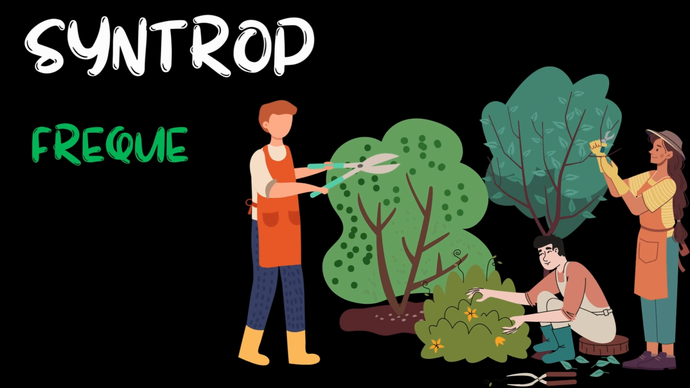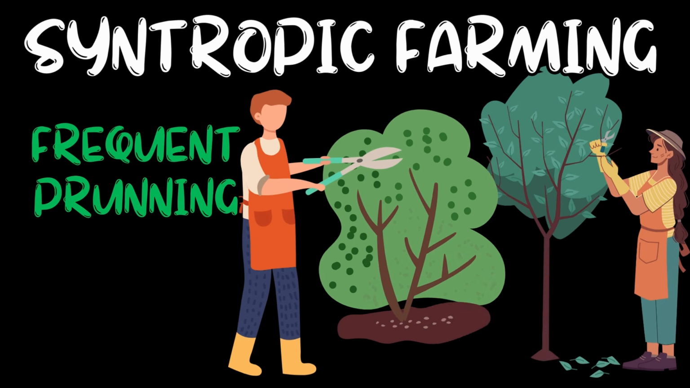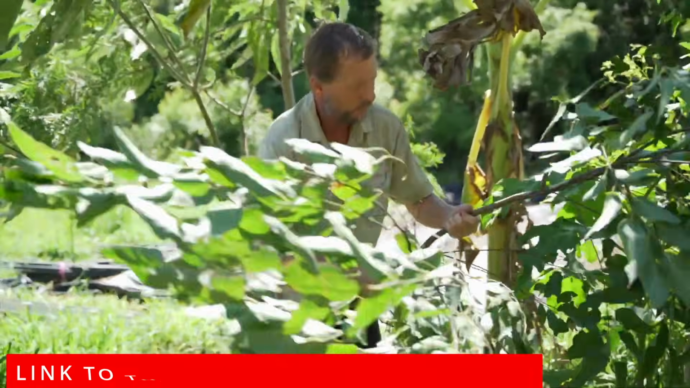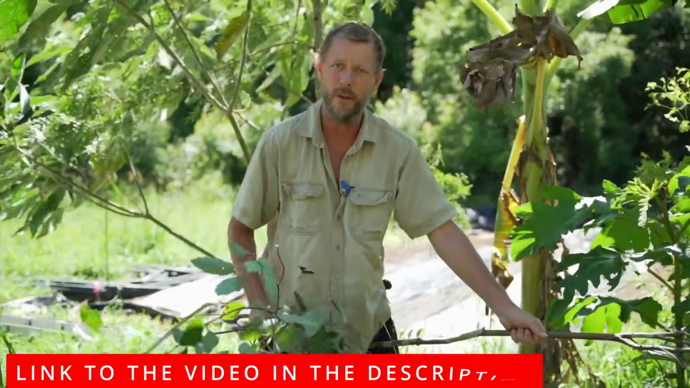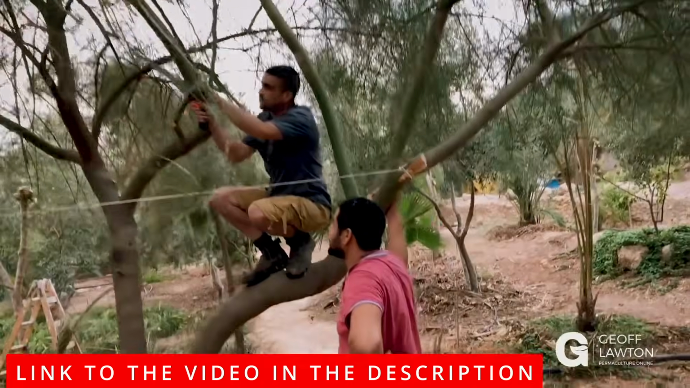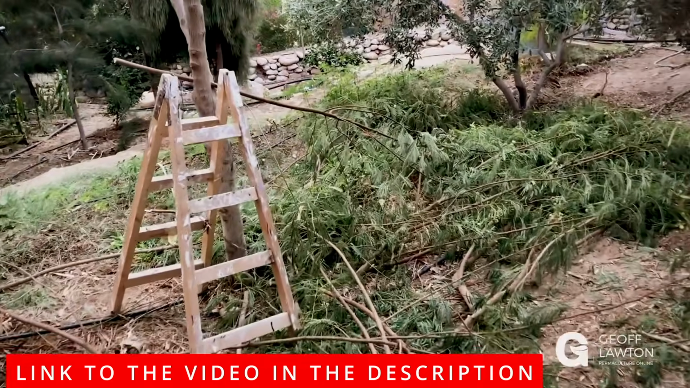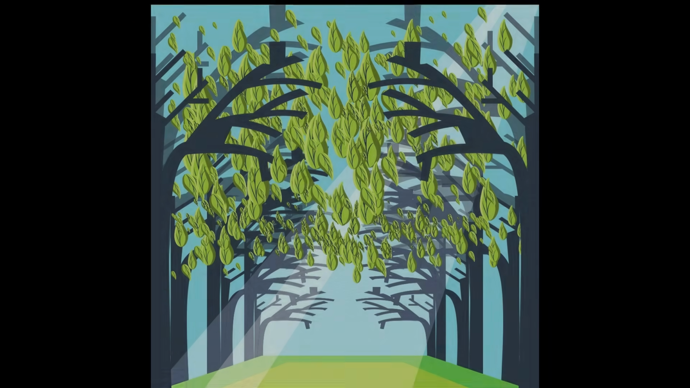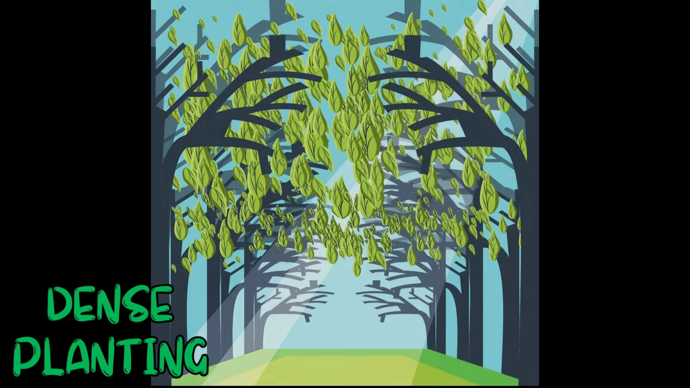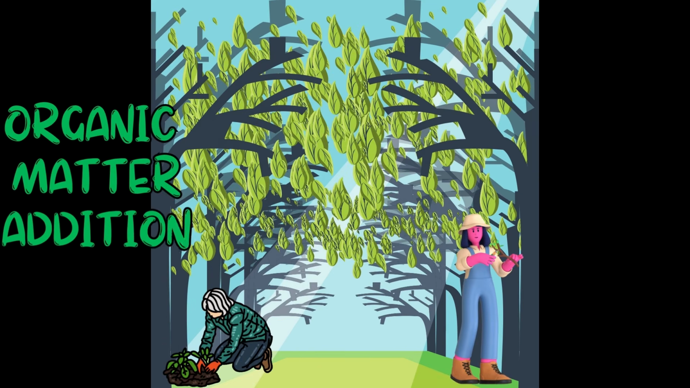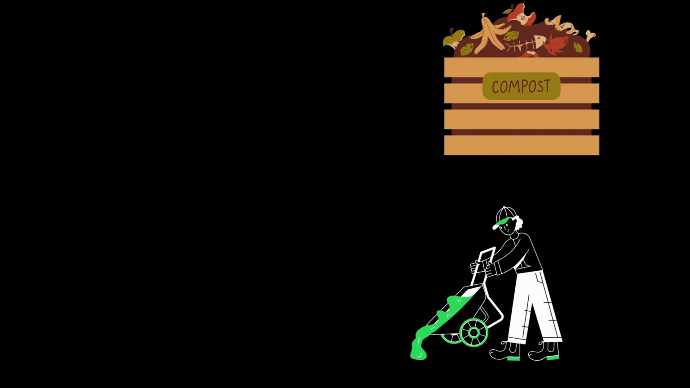In syntropic farming, you need to incorporate frequent pruning to manage biomass, improve light conditions, and add organic matter to the soil. And in permaculture, we use pruning but not as intensively or systematically as in syntropic farming. In syntropic farming, soil regeneration is done through dense planting and continuous organic matter addition. And permaculture uses a wider range of techniques such as composting, mulching, cover cropping, and animal integration.